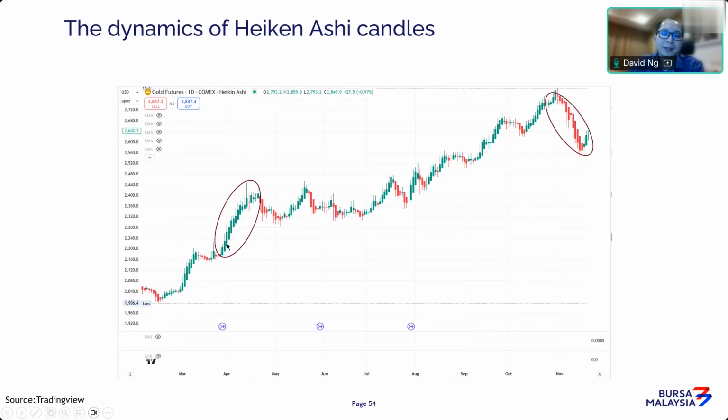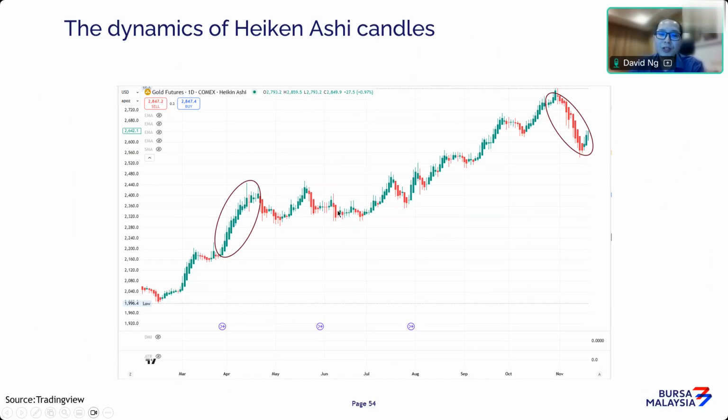Now, just to show you the dynamics of it, you can see that these green bars are getting wider in terms of their body. That tells you this uptrend is getting stronger. Vice versa, these red candles, the bodies are getting wider as well. It's telling you this downtrend is also very persistent. Now, if you look at this part here, you start to see small body candles, red and green together, side by side. It's telling you that this market has no direction. So if you start to see these candles again while holding a position, you should be out.